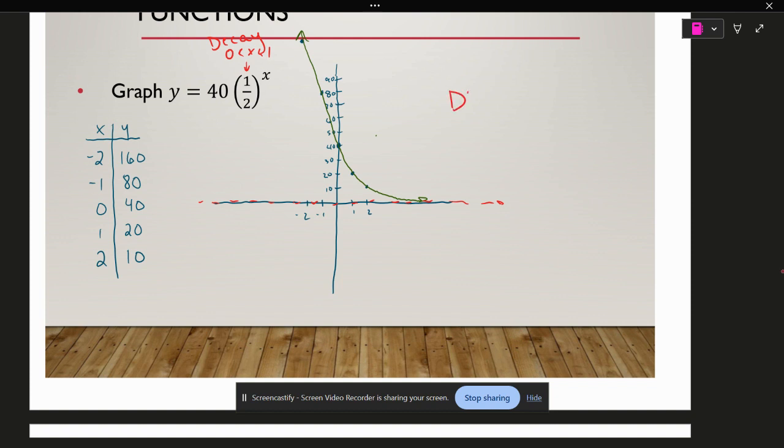Your domain, still negative infinity to positive infinity. And then your range is still going to be 0 to infinity, looking from bottom to top. Even though it looks like it's backwards, it's going from 0 up. Okay, and then that's pretty much the graph there.